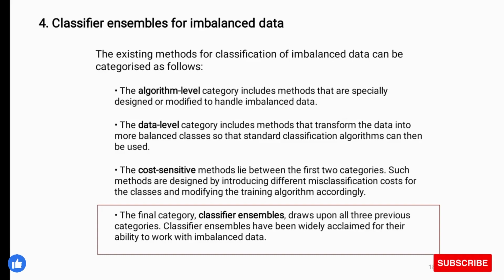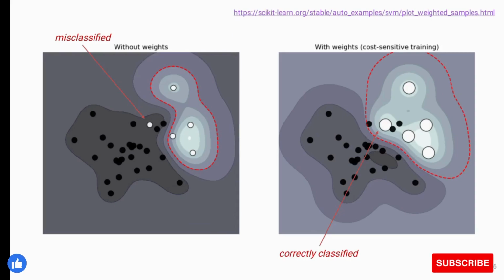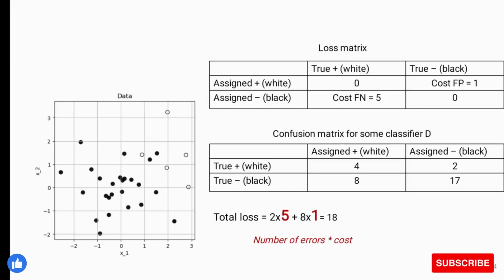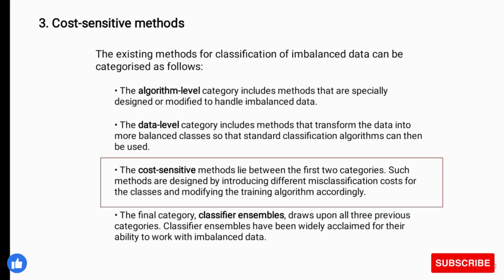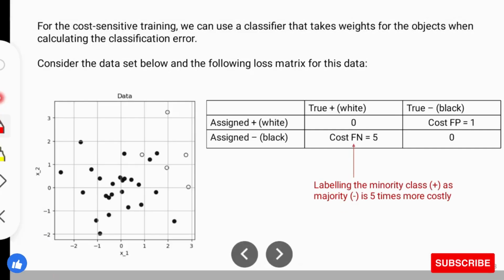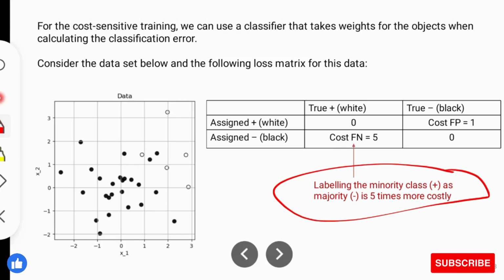You'd think that, wasn't it? That's because of the way I phrased things. So the loss matrix is the opposite way around. Because what we've said is labeling the minority class as the majority class is 5 times more costly. Now what's confused everybody is I've not drawn this confusion matrix the right way up, have I?